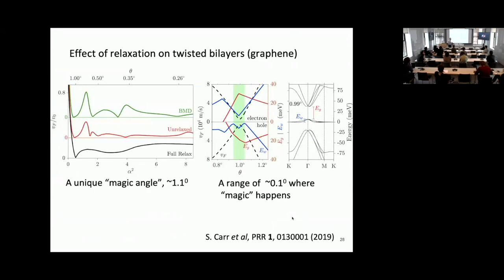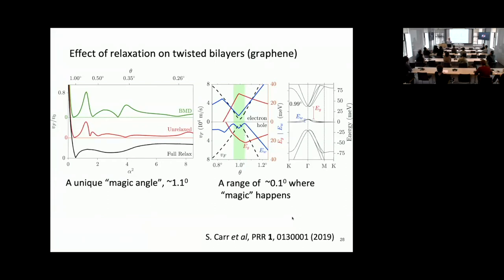And in this picture, we basically say that the width in blue, the gap in red, and the slope in dashed black, all these features are optimized near the magic angle, around 1 degree. Not in a unique value, but in a small range of roughly 0.1 degrees around this. And if you think about it a little bit, it has to be this way, because if it were a unique angle, experiment would never hit it.